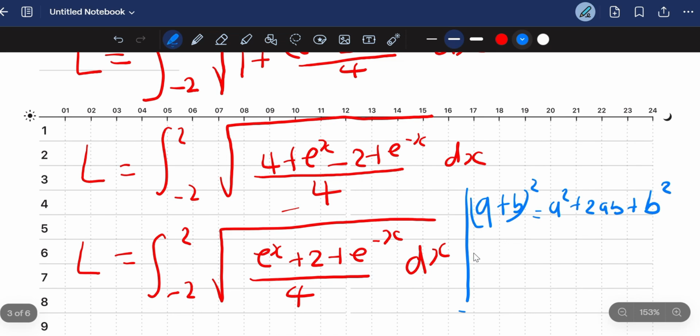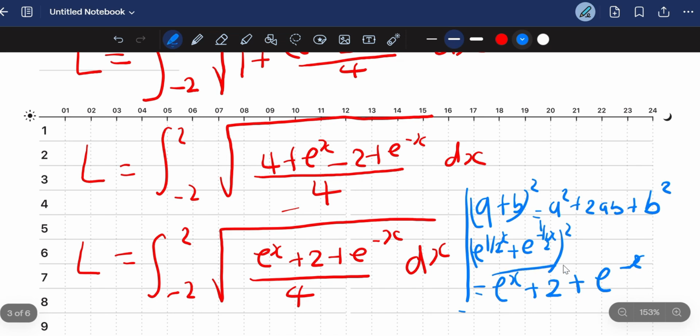Now, let's take a look at where we have e to the power of half x plus e to the power of negative half x, all squared. If we use this formula, it's going to give us e to the power of x plus 2 plus e to the power of negative x, which you can see is equal to this. And since they are equal, I can just substitute this for this over here, right? That's what I'm going to do.